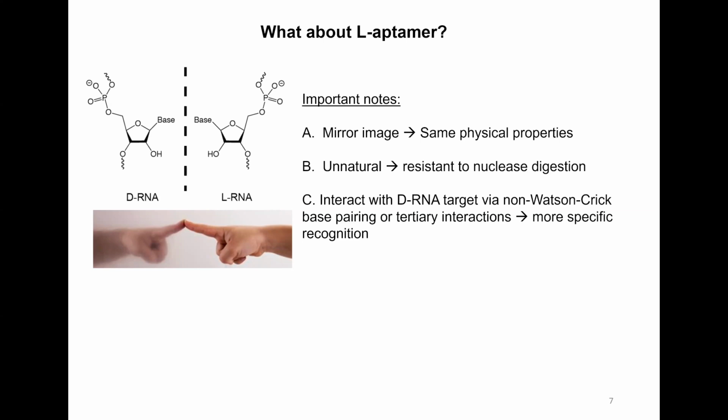There have been previous studies showcasing that. For example, an L-aptamer will not interact with the natural RNA target by Watson-Crick base pairing. The way to interact is normally through Watson-Crick base pairing or tertiary interaction. So hopefully that can allow more specific recognition to be established.